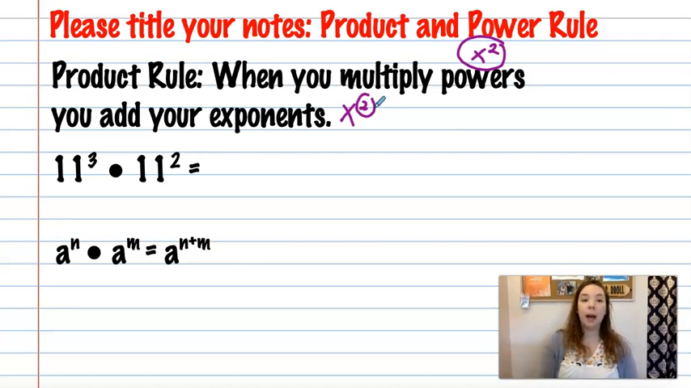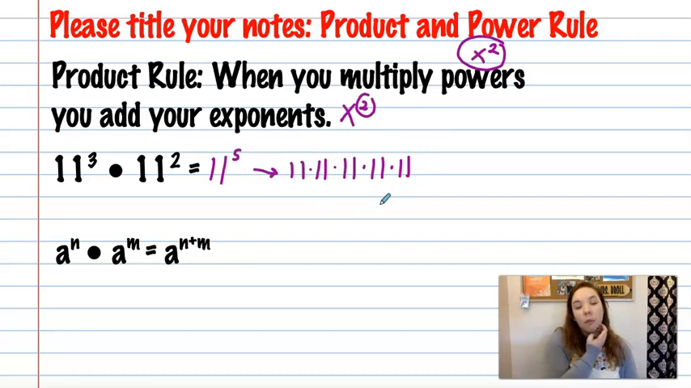So when we're multiplying powers, that means we have a multiplication in the middle. We would add our exponents. So here, 11 cubed times 11 squared is 11 to the 5th. And I could also double check this works by using expanded form. 11 cubed is 3 11s multiplied together. 11 squared is 2 more for a total of 5. So if you ever forget the rule, you can always expand out to figure out what it would be. It's just more time consuming than using the shortcut.